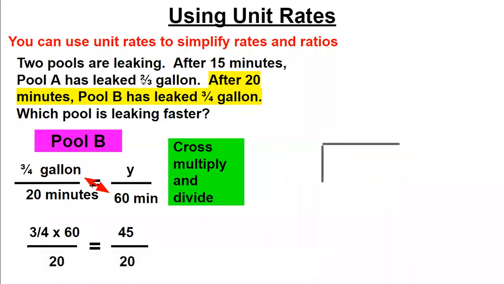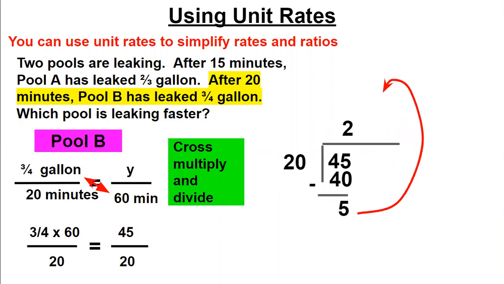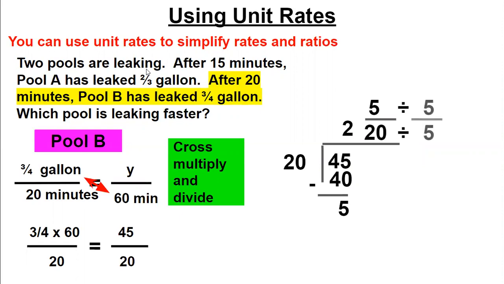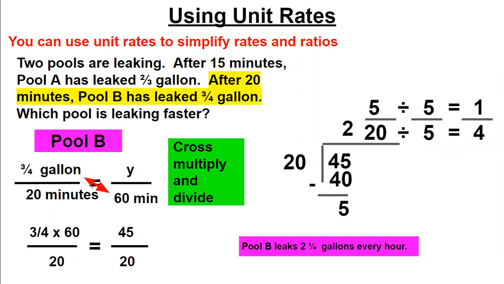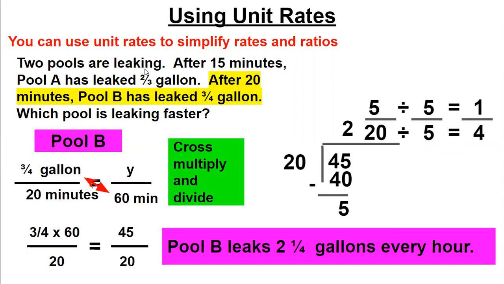So 45 on the inside and 20 on the outside. How many 20s go into 45? 2, right? 2 times 20 is 40. 45 minus 40 is 5. Bring the 5 to the top. That becomes my numerator. My denominator stays at 20. And then I reduce 5/20. Divide top and bottom by 5. And I get 5 divided by 5 is 1, and 20 divided by 5 is 4, so 2 1/4. So pool B leaks 2 1/4 gallons every 1 hour, or every 60 minutes.